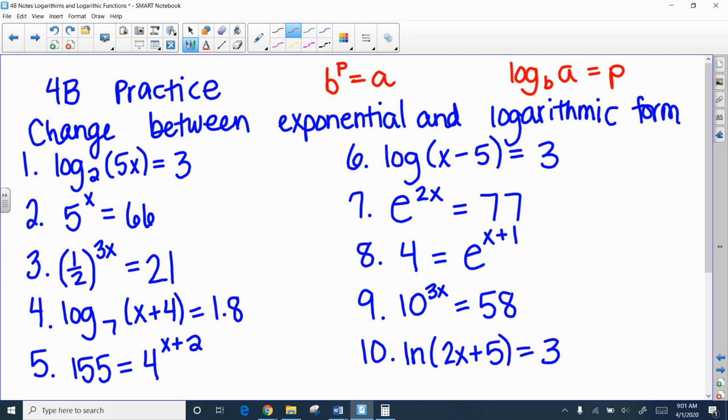All right, so now on your paper, on the other side or at the bottom, again, label 1 through 10 on your paper. And I want you to try these practice problems. All of these, I want you to rewrite them. So whatever form it's in, change it to the other form. So go ahead and pause the video here and try these 10 practice problems. After you've tried the problems, then start the video again to check your answers.